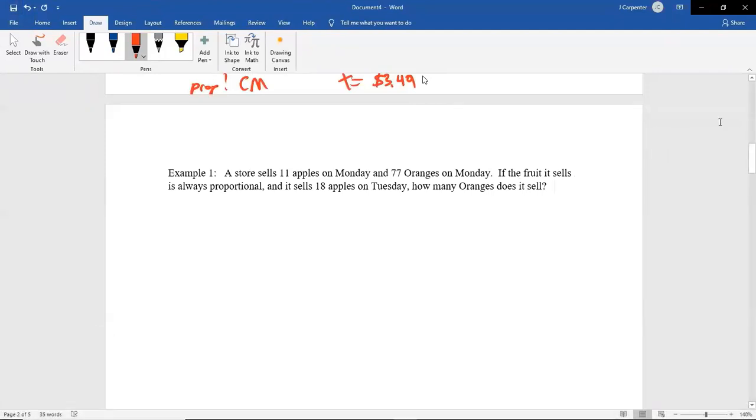Okay. So a store sells 11 apples on Monday and 77 oranges on Monday. I didn't have to say on Monday twice. I could have just said 11 apples and 77 oranges on Monday.